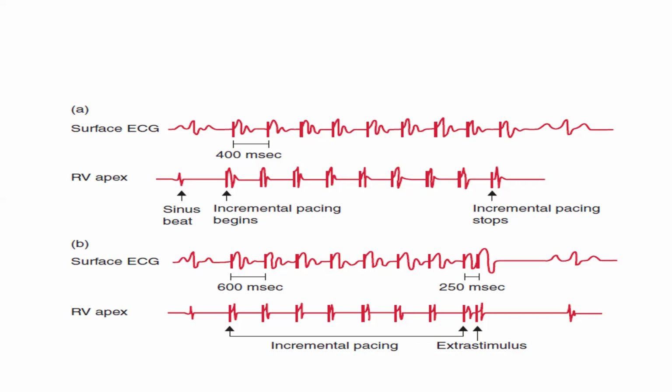So 60,000 divided by 250 will be what? 240. So you can see 240 beats per minute, so you can see that it's faster. So another one can now come at 100 milliseconds, things like that.